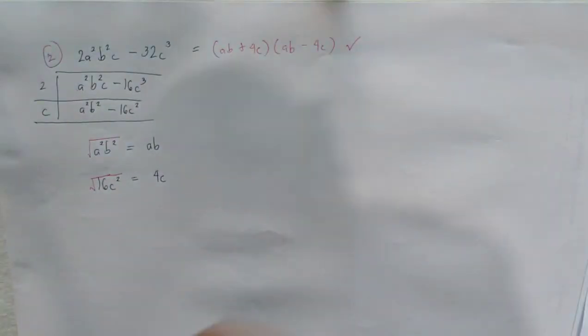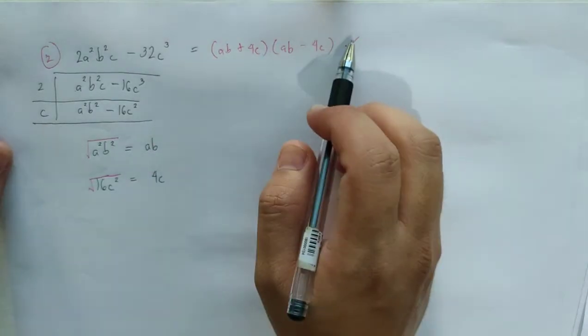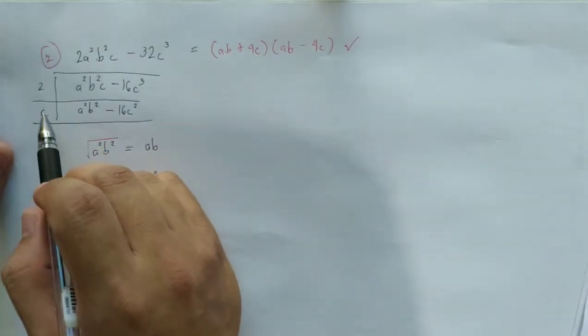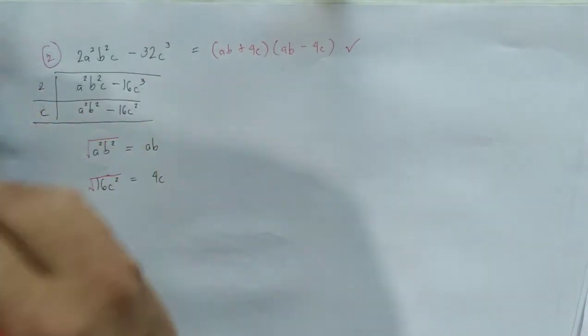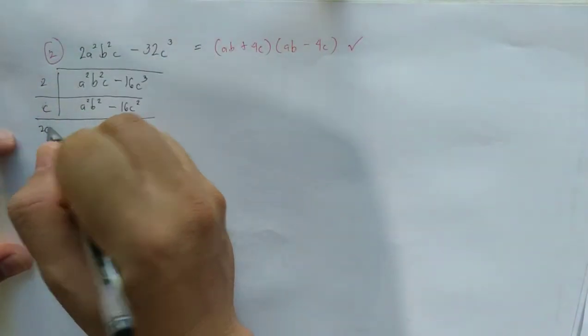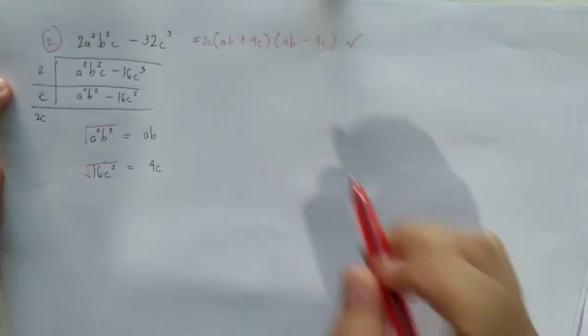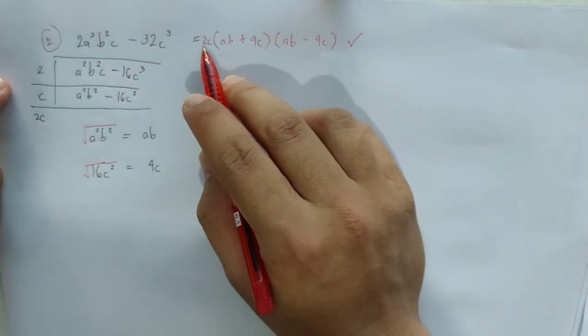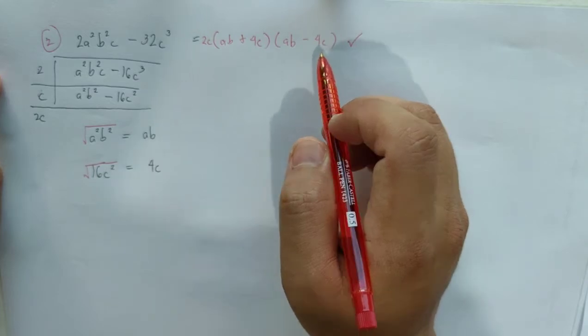To check, FOIL method lang. Sorry, kulang pala yan. Isama pa lang itong common monomial factor nila. So, 2 times c is 2c. So, isasama natin yung 2c dito. Okay, check natin. Pwedeng distribute muna to or pwedeng FOIL method muna to. Same lang naman ang kalalabasan yan.